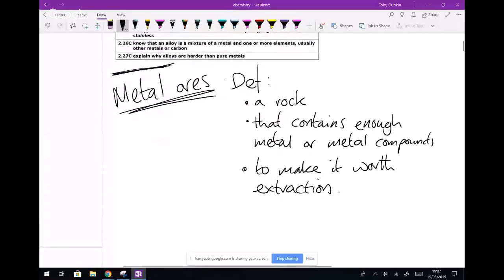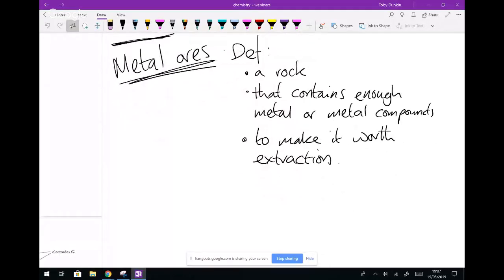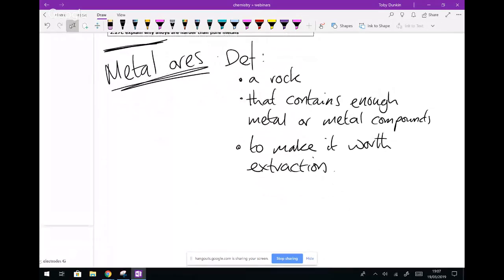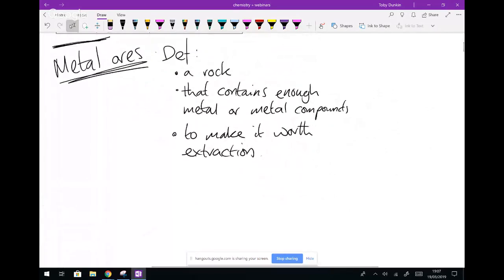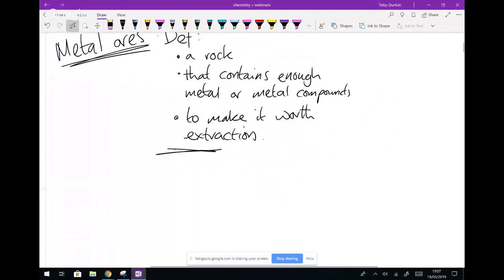So just to be clear, this is all about making money. Yeah, everything in chemistry, everything in industry is about money. And we would definitely not extract metal from a rock if we can't make money off it. It's nice just to talk about a couple of examples of ores and not ores. A great one is sandstone.